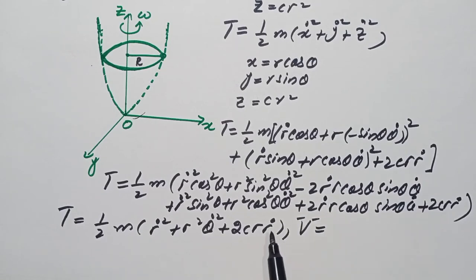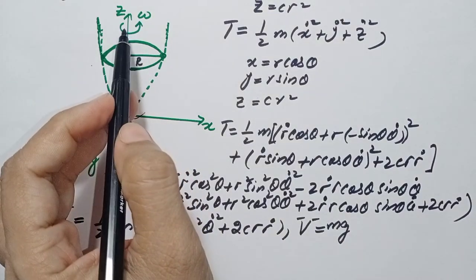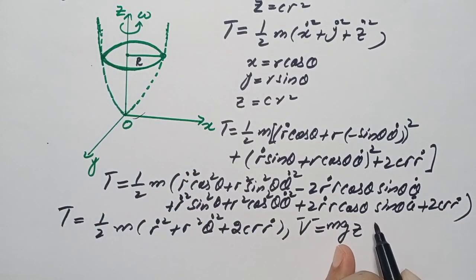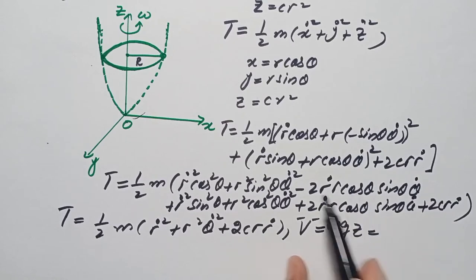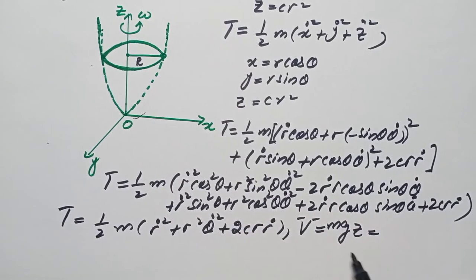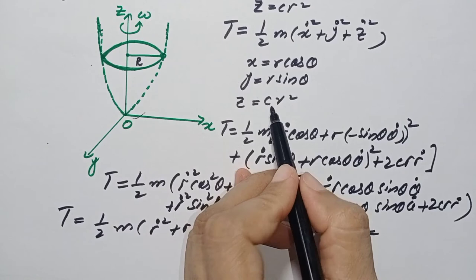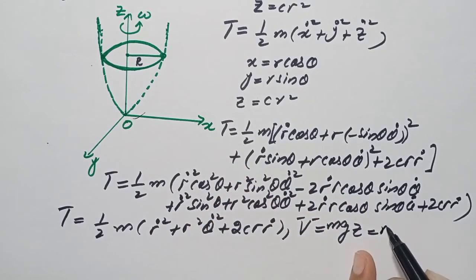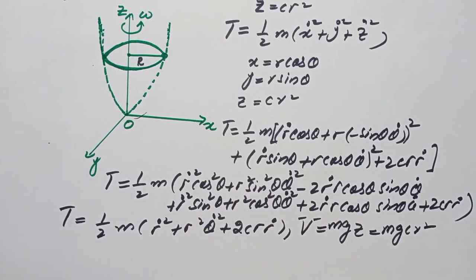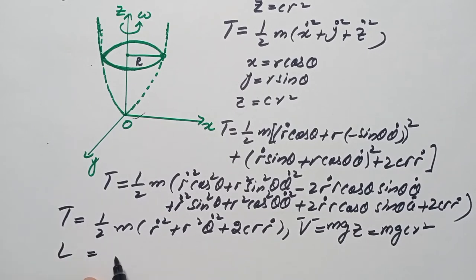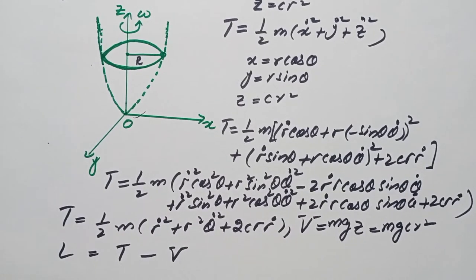Similarly, we need to find the potential energy. The potential energy will be m g z, as the bead is moving along the z axis. So substituting the value of z, which is c r square, it will be m g c r square. So now the Lagrangian of this system, which is the difference of kinetic energy and potential energy, substituting the values of kinetic energy and potential energy.